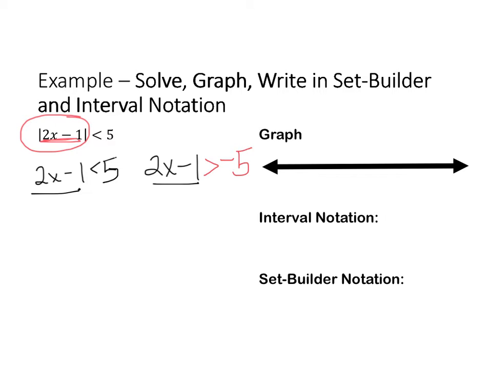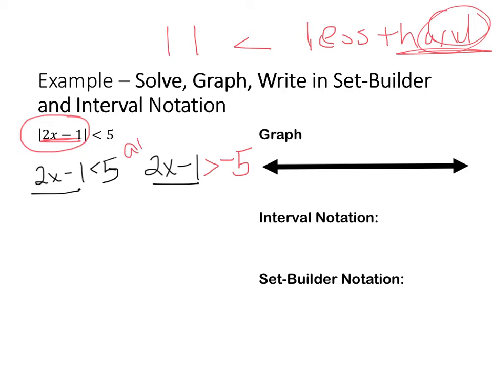Now, absolute value and the less than symbol, I call it less than. It's going to be less than. It's going to be an and compound inequality. So now you solve it just like you would an and compound inequality. You're going to solve both inequalities individually, undo your subtraction with addition. So you're going to add 1 to each side.